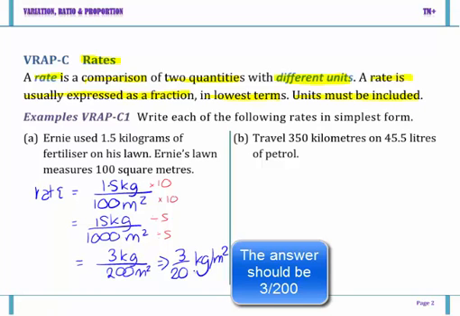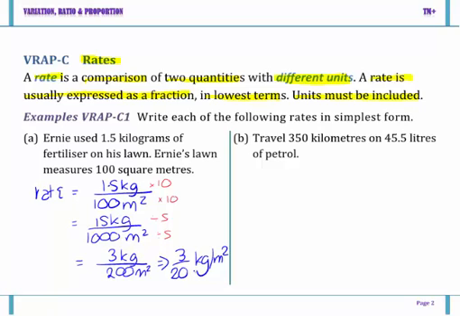Okay, next, travel 350 kilometers on 45.5 litres of petrol. Whether you put the kilometers or the litres at the bottom really depends here, because of the difference between fuel efficiency and fuel consumption, but we'll just do it in this case as our kilometers on the top because it was the first one given to us.